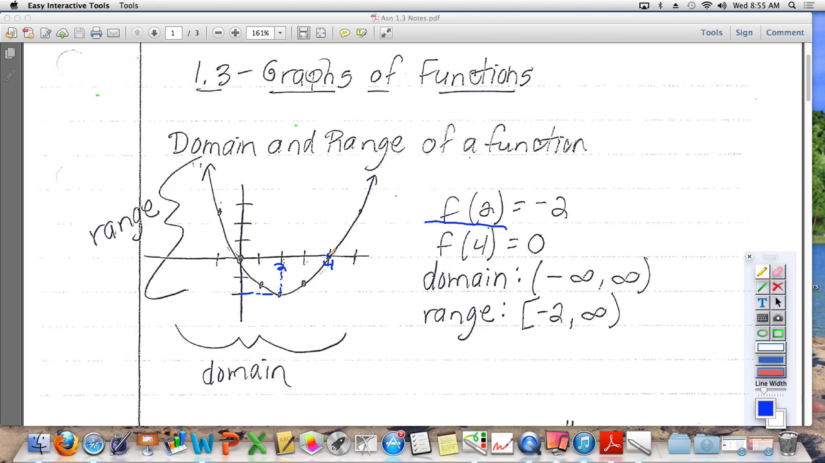Now, the domain. Well, we've already talked about domains a little bit. Domains, remember, mean your x values. Your range means your y values. So your domain is the x values that work in this situation. So there is no equation here. There's just a graph. It's a parabola. What values of x can you put into a parabola?